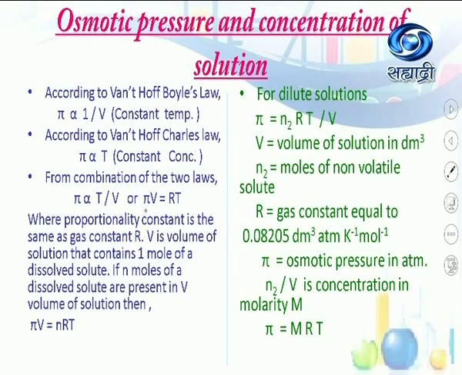Therefore, we can write pi V is equal to RT, where V is the volume of a solution that contains 1 mole of a dissolved solute. See here, what is V? V is the volume of a solution that contains 1 mole of a dissolved solute. If n moles of the dissolved solutes are present in V volumes of a solution, then this equation will become pi V is equal to nRT.